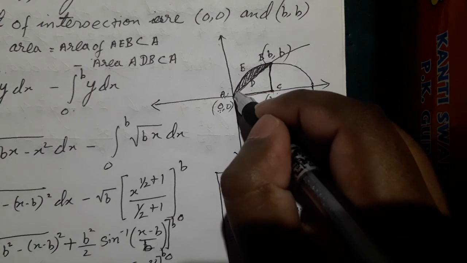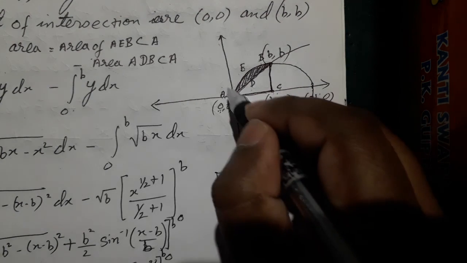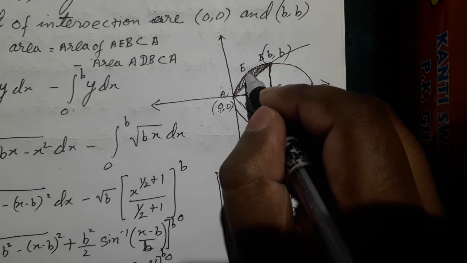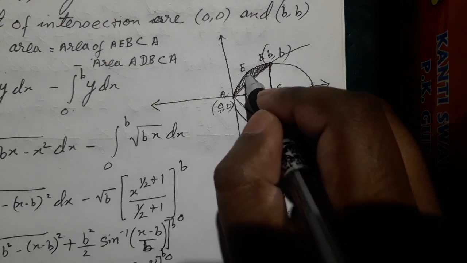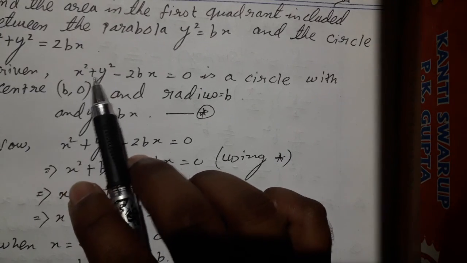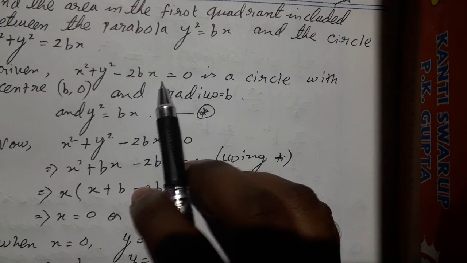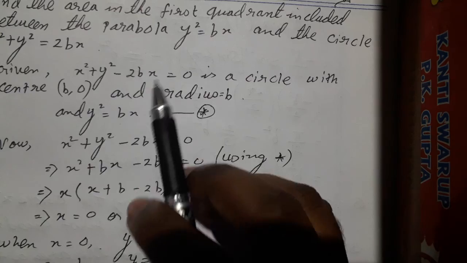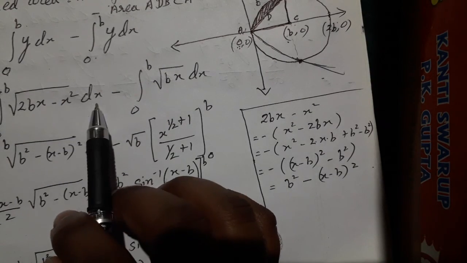Now when I take this area, which curve is involved? The curve involved here is the circle. So we have to find the value of y from the equation of the circle. That is y equal to square root of 2bx minus x squared. So we get here the integral of square root of 2bx minus x squared dx.